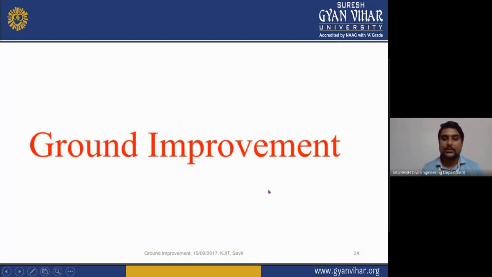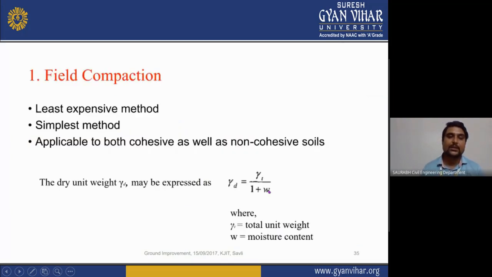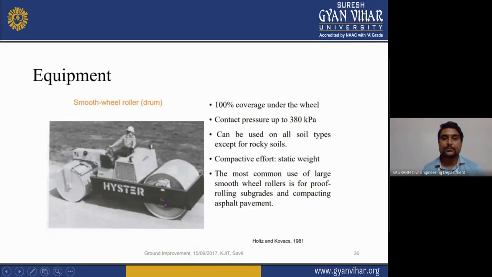Here we will see ground improvement. What is field compaction? First we will see. It is the least expensive method, a simple method, applicable to both cohesive as well as non-cohesive soil. The dry unit weight gamma D may be expressed as gamma D equals total unit weight upon 1 plus moisture content. We all know this, we have done it. You can calculate the dry density of your soil by using this formula.